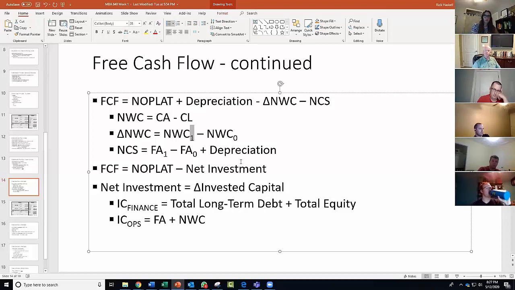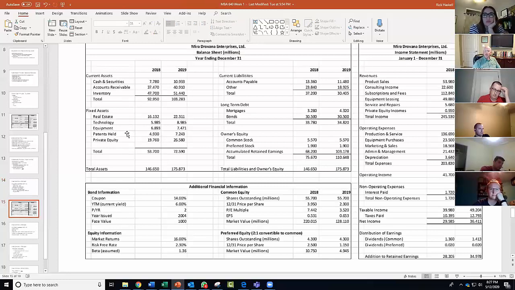They're not exponents. Net capital spending is effectively the amount of new money we spent on capital goods. And when I'm talking about capital now, I'm not talking about our capital structure, equity, preferred, and debt. I'm talking about the capital on the balance sheet. So I'm talking about, in this case, real estate, technology, equipment, patents held, and private equity. Those are the assets. These are our capital assets, our capital components for the operation, as opposed to the capital components for capitalizing the business.